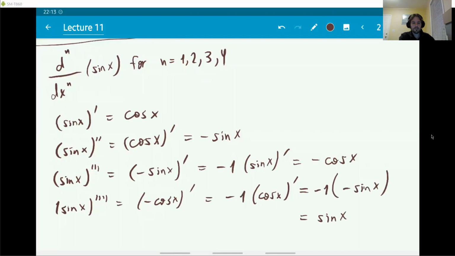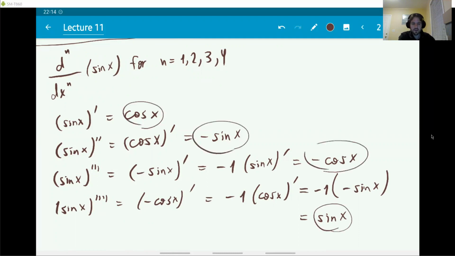So the trig functions sine and cosine, they actually have this weird property that if you differentiate them enough times, you go back to the original function. We started with sine and we went through cosine, minus sine, minus cosine, and then sine again. That's really not that usual. Most functions will not show this behavior, but it's true for these two.